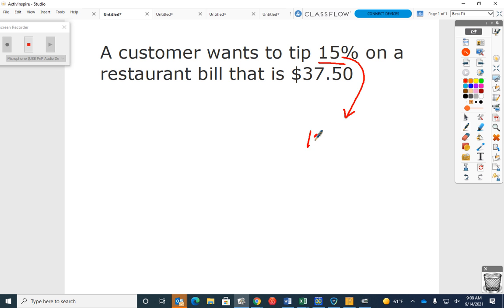So 15% written as a decimal. I don't see the decimal point, so it's at the end of the number. I move it 2 places, so that would be 0.15. Now, yesterday when we found sales tax, we multiplied it times the original amount, didn't we? We're going to do the exact same thing. So we're going to take $37.50 and multiply it times 0.15. When you multiply 37.50 times 0.15, what do you get?